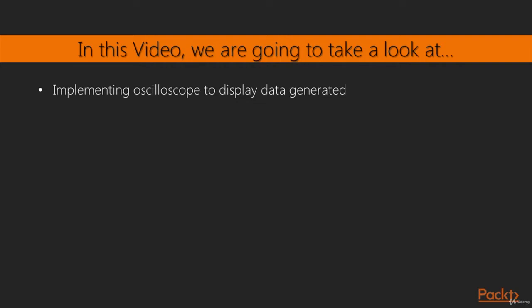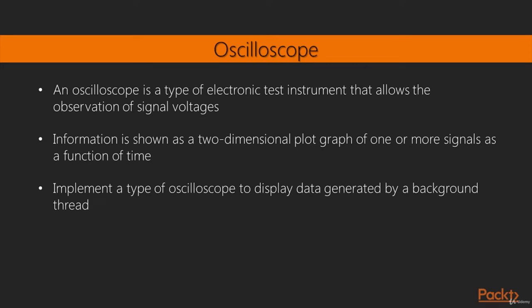main thread. An oscilloscope is a type of electronic test instrument that allows the observation of constantly varying signal voltages. Usually information is shown as a two-dimensional plot graph of one or more signals as a function of time. In this video, you'll implement a type of oscilloscope to display data generated by a background thread.